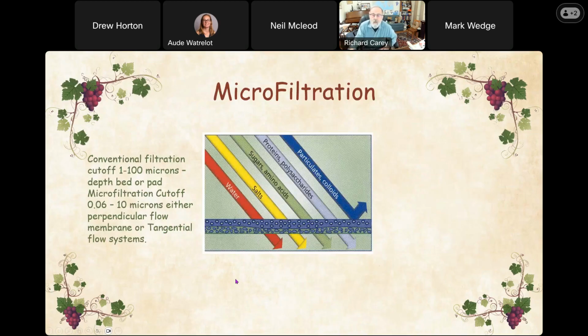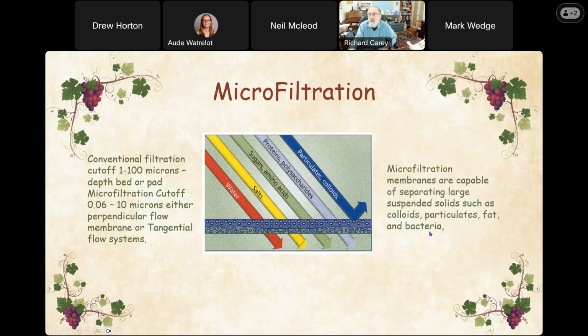So looking at how crossflow filtration works, it has various stages. Microfiltration has the largest of the pore sizes. In conventional filtration, you have a cutoff from 1 to 100 microns in depth filtration or pad filtration, but you can get down to 0.06 to 10 microns with either perpendicular flow, membrane, or tangential flow systems. The microfiltration membranes are capable of separating large and suspended solids, such as colloids, fats, solid particles, bacteria, and yeasts.